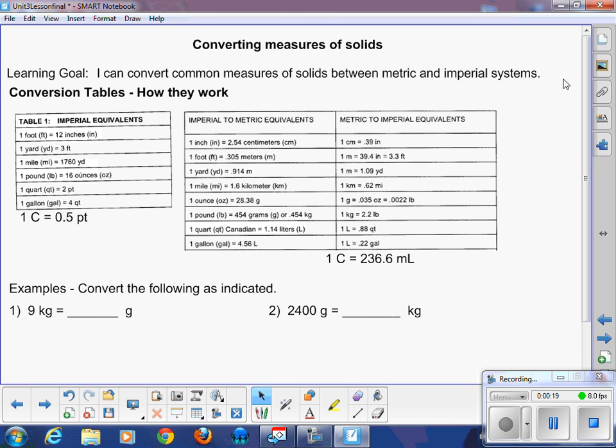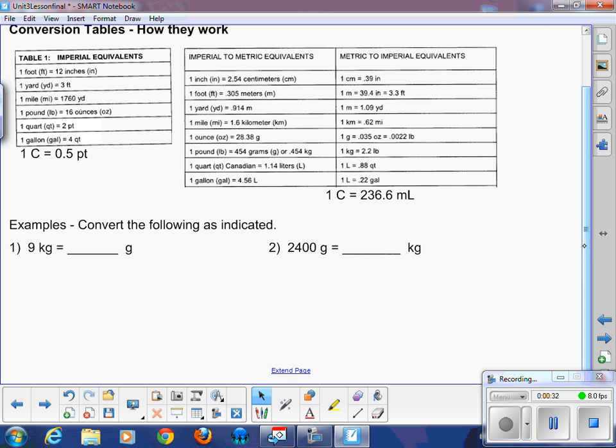Again, here are my equivalency charts, and I'm going to get this up as an anchor chart in the room, and you'll get an individual copy as well. Jumping right into it, looking at converting kilograms to grams. It's one of those that isn't listed, so I need to make sure we add that. In 1 kilogram, we have 1,000 grams. So we're going to make sure that's added to the chart.